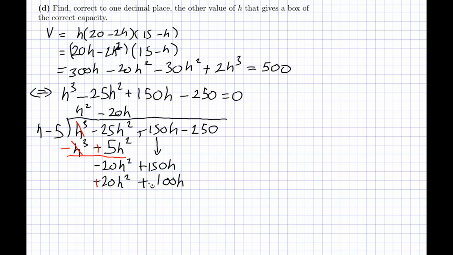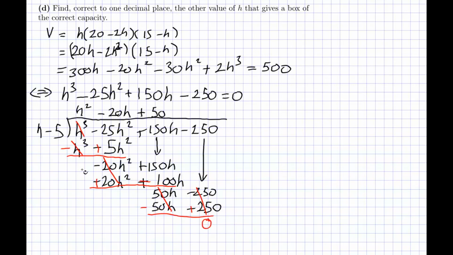Now I can change those signs and draw the line. So minus 20h squared plus 20h squared is going to cancel. And now I have plus 150h minus 100h, so that gets me 50h. And I can bring this down, so I get minus 250. Now h into 50h goes plus 50 times. And 50 times h is 50h. 50 times minus 5 is minus 250. And just as a last checking measure, I change the signs and draw the line. So they cancel and they cancel. And so I have a remainder of 0 at the end, which means that this divides evenly.